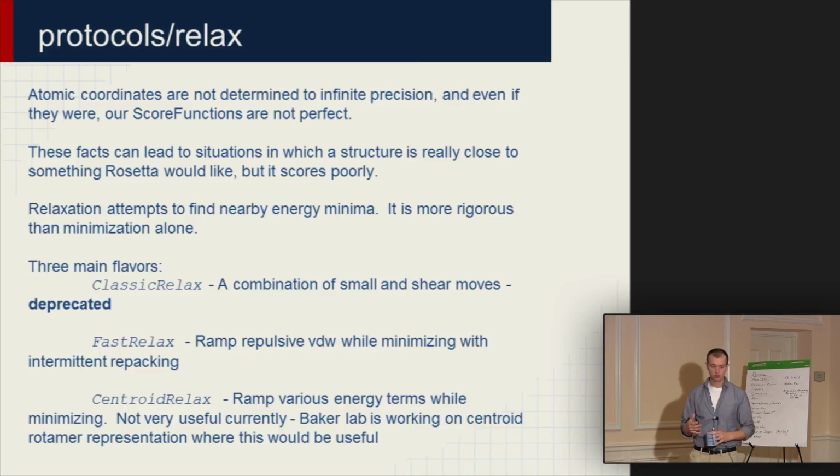So FastRelax and classic relax before it had this, not temperature schedule exactly, but tolerance to van der Waals collision. You start off extremely tolerant of van der Waals collisions, and then over time you become less tolerant. The way this is implemented is by tweaking just the weight on the repulsive component of the Lennard-Jones term. So over time, the repulsive weight increases. The final version, centroid relax, I don't believe is yet online, but it's something that the Baker Lab is working on.